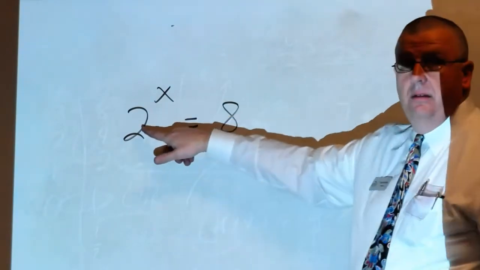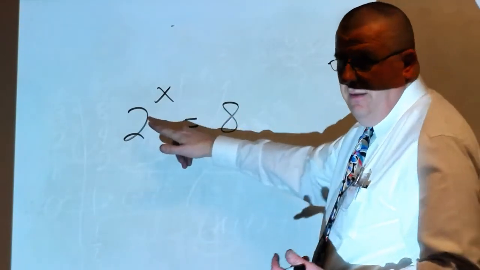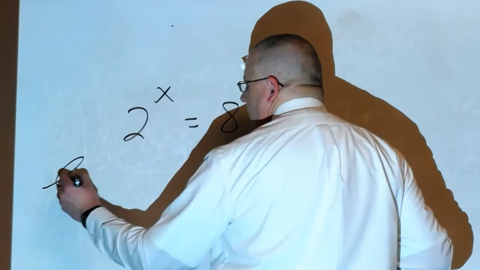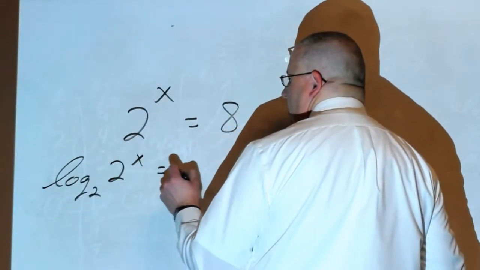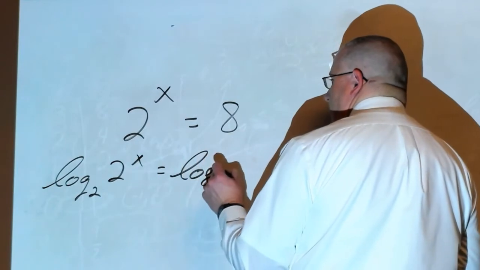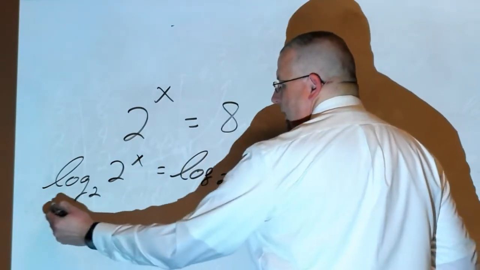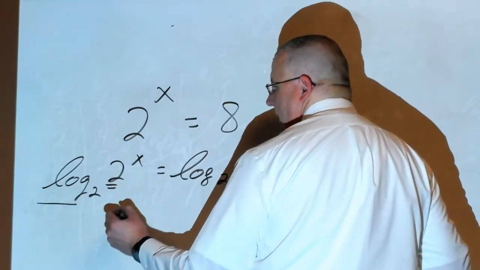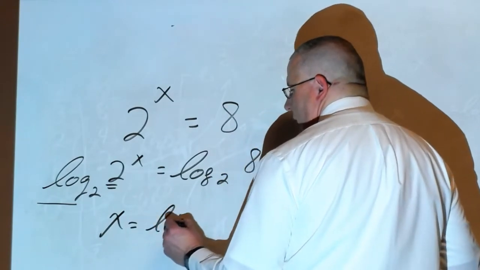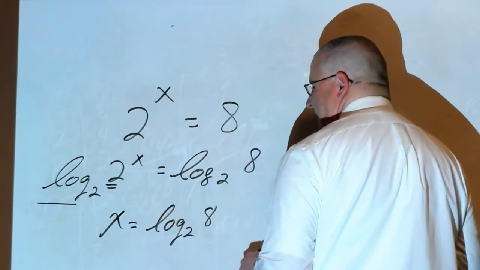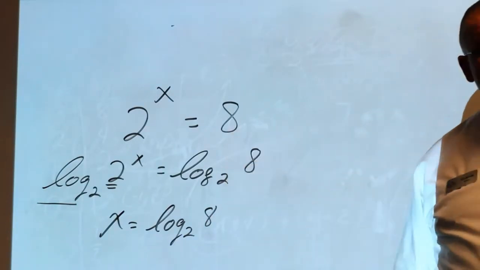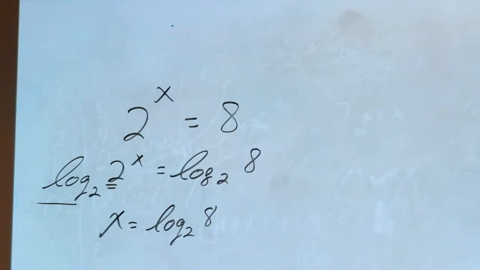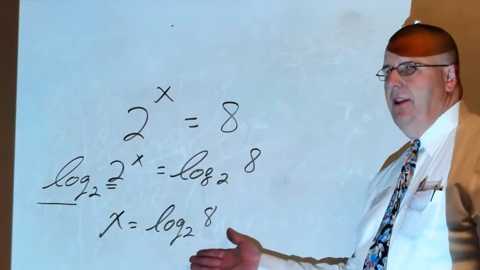I have to undo this, and the way I undo it is this. The log base 2 of 2 to the x equals the log base 2 of 8. This undoes that, and I get x equals the log base 2 of 8. Now this is an answer. Sometimes on the EOI or the ACT, that will be your answer. And you have to know how to turn it into a number. I thought it equals 3.